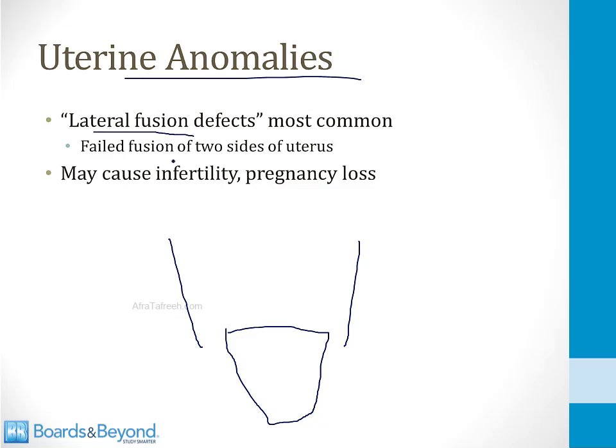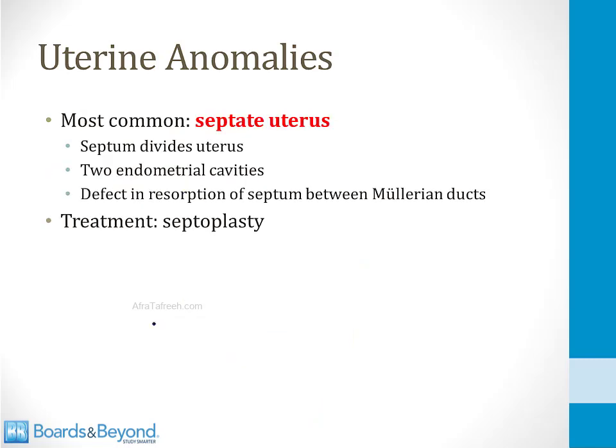This is when the two sides of the uterus don't come together normally, because remember, the uterus has to come from both Müllerian ducts coming together normally. And the problem this can create for women is infertility and pregnancy loss. If the uterus doesn't have a normal shape, it can be difficult for the embryo to implant in the wall of the uterus. The most common uterine anomaly is called a septate uterus.